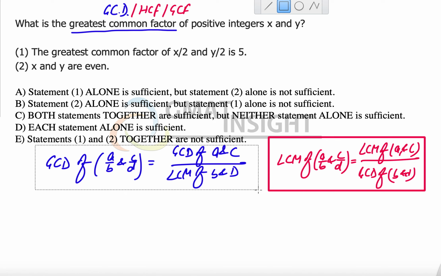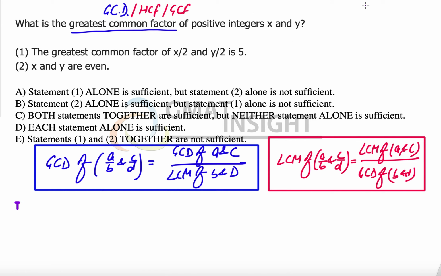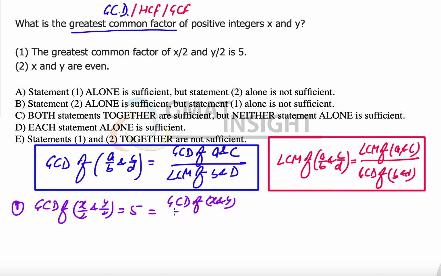So now we will be quickly answering this question. Now let's look at these statements and see how they're useful. The first statement says the greatest common divisor of x by 2 and y by 2 is 5. So we know that GCD of x by 2 and y by 2 is equal to 5. But GCD of x by 2 and y by 2 is GCD of x and y divided by LCM of the denominators, and the denominators here we know are 2 each.